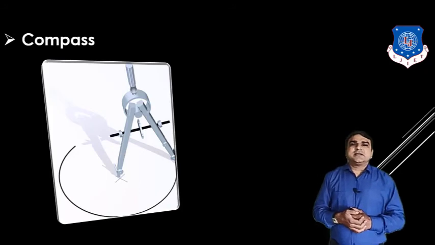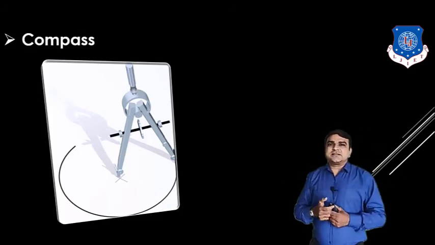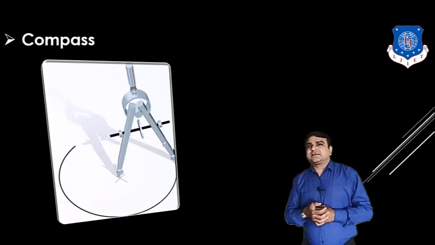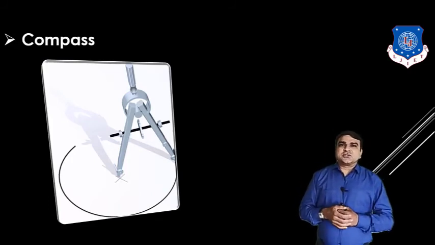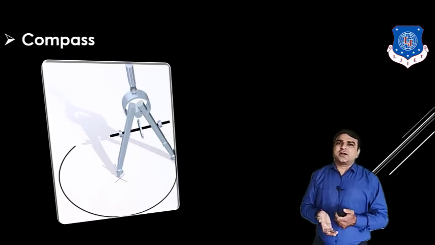Now compass is used to draw circles and circular arcs. In the compass there is one needle edge and one pencil lead edge. The distance between these two is known as the radius of the circle or the radius of the arc.